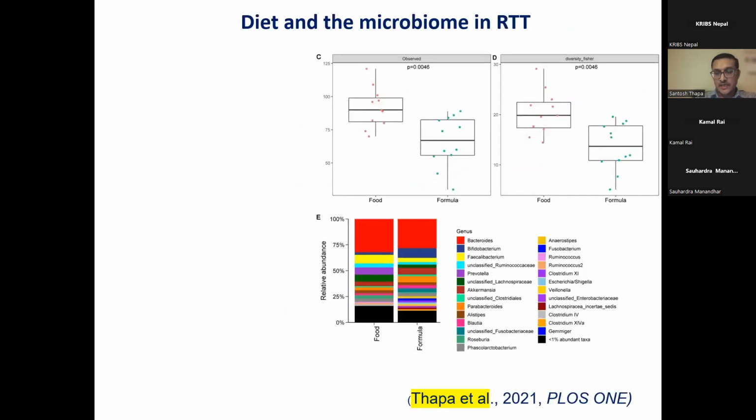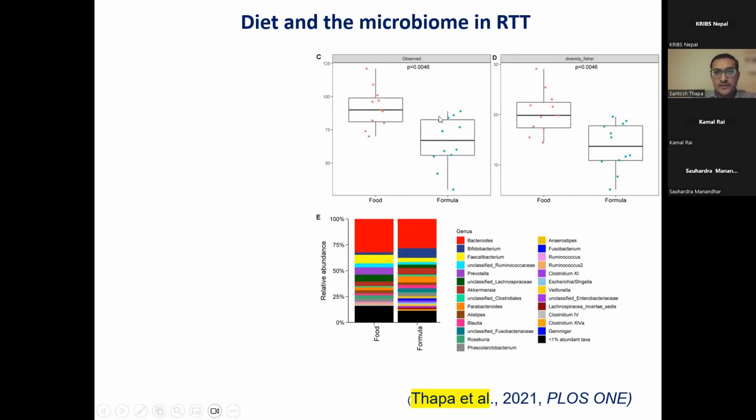Next, we also look at how diet plays a role in certain clinical studies. For example, in the Rett syndrome study, we collected gut and stool samples from kids with and without Rett syndrome. What we found is that among those with Rett syndrome, those fed with formula versus those fed with table food have different microbiomes.